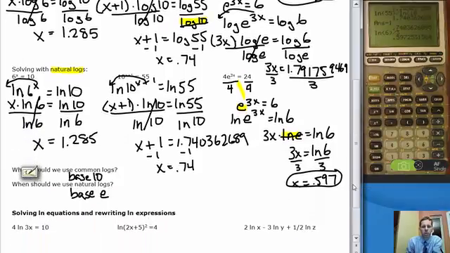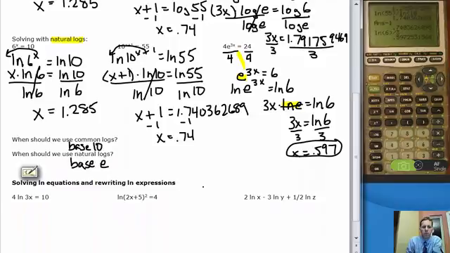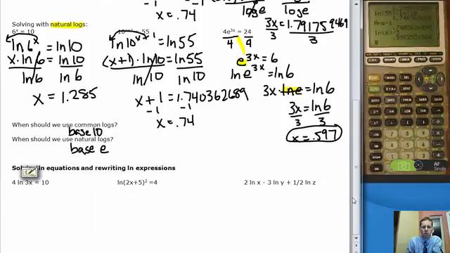So finally, the last thing we're going to do today is we're going to solve some equations that have natural logs in them, and we're going to rewrite some natural log expressions. Here's an equation: 4 times natural log of 3x equals 10. Our goal is to figure out what x is equal to. I think dividing by 4 obviously makes sense here because you can cancel out the 4's, and we get natural log of 3x equals 10 divided by 4, which is 2.5.